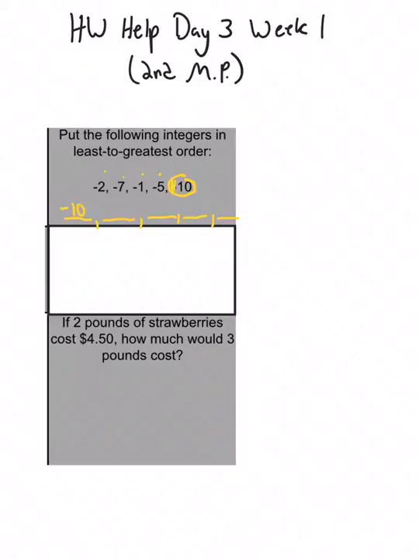So I'm going to continue doing that, going from the ones that look the biggest. 7 is the bigger positive, so it's the smaller negative. Followed by negative 5, negative 2, and negative 1. And that's it. Remember, think in reverse when comparing negatives.